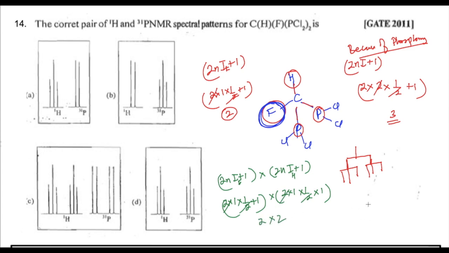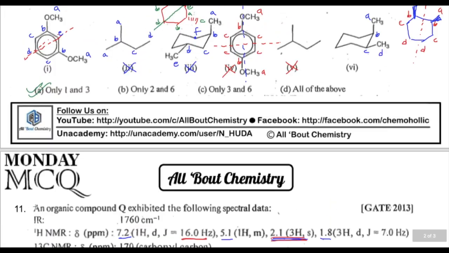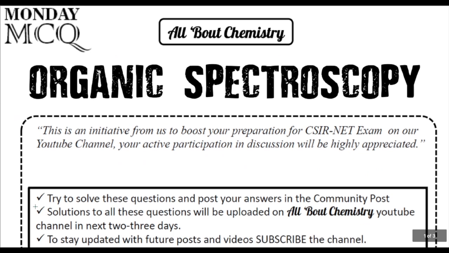So how is your phosphorus NMR going to look? One line of your phosphorus is going to split into 2 because of fluorine, and then individually both of these lines are going to get split into 2 because of the hydrogen. So that's how the peaks are going to look. If you look at the options, option number C resembles it quite well, and that is going to be the correct option, right? So I hope this is quite clear, and these were the 14 questions which I have given on organic spectroscopy.